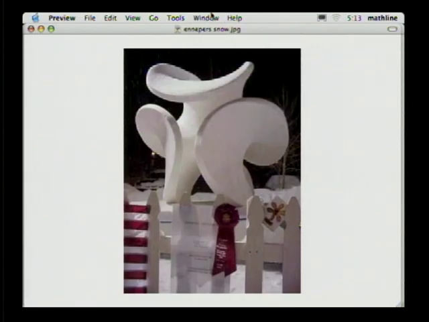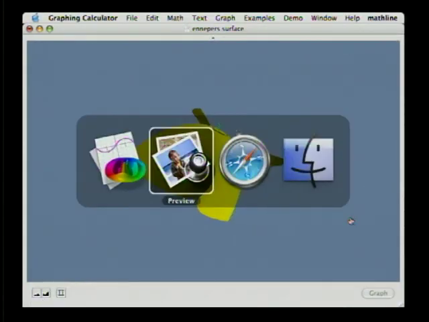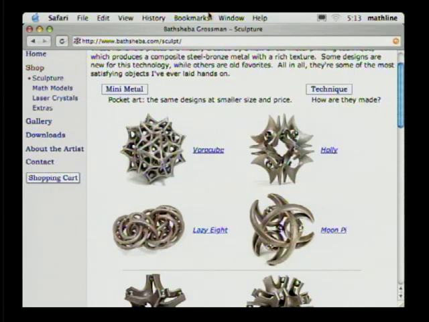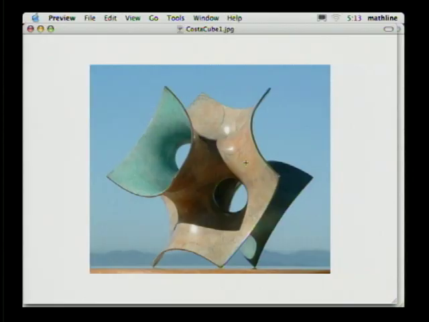There's a couple other versions of this I can show you. Actually, let me show you one more. I'll show you some other snow sculptures in a second. There's one more I can show you from our list here. Let's see, I think I have a sculpture of it here. This is called a Costa surface. Here we go. This is an example of what's called a minimal surface.